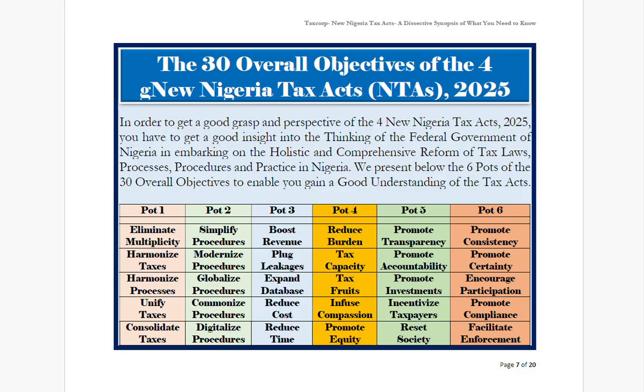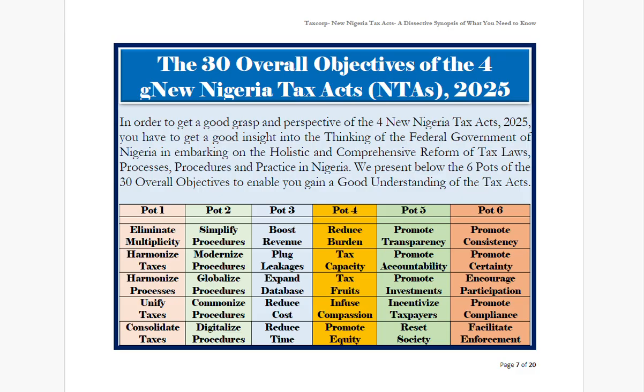In part 4, you have reduce burden, tax capacity, tax fruits, infuse compassion, promote equity. In part 5, you have promote transparency, promote accountability, promote investment, incentivize taxpayers, reset our society. In part 6, promote consistency, promote certainty, encourage participation, promote compliance, facilitate enforcement.